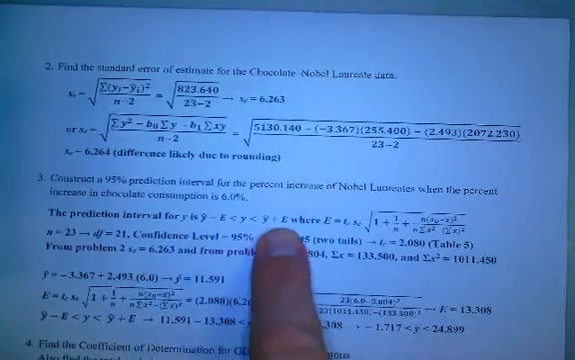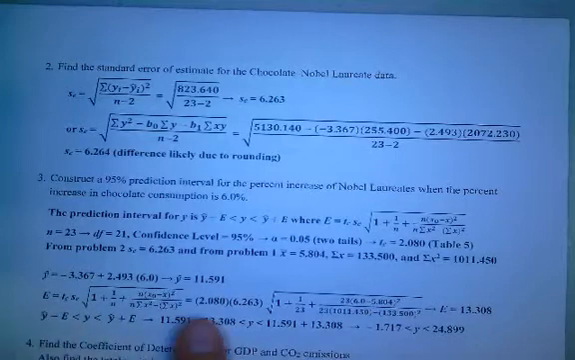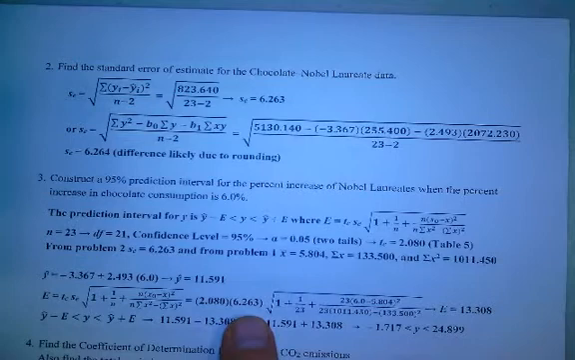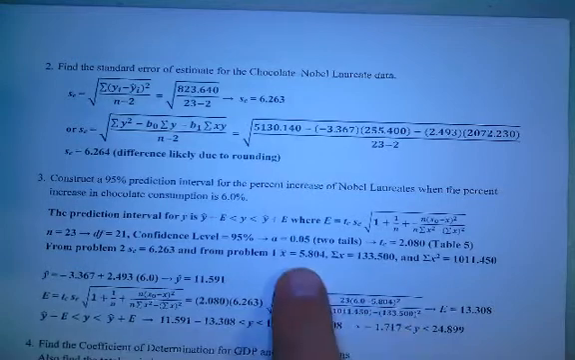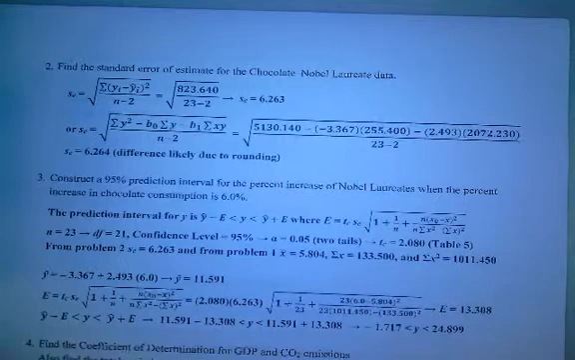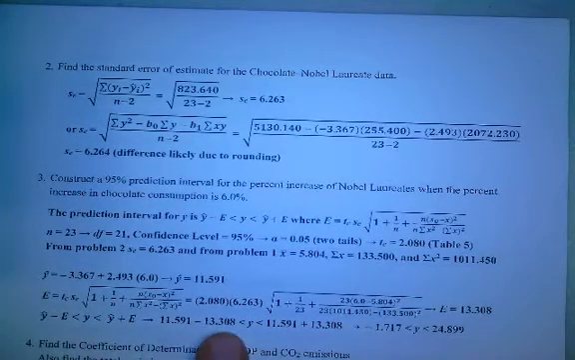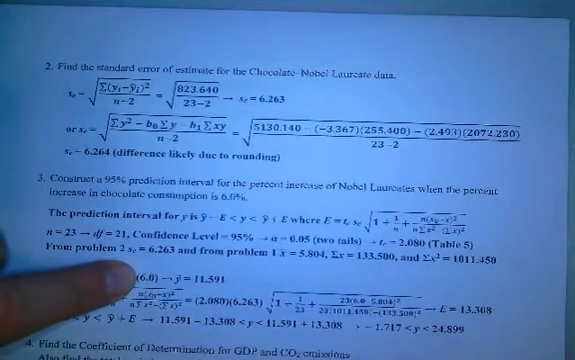Again, it's going to be y hat minus e and y hat plus e. So e equals all this, 2.080 for the t-score, 6.263 for the standard error. Plug in all the different numbers here using our mean, our sum of x's, our sum of x squareds, and we end up with a margin of error of 13.3. So my interval is 11.591 minus 13.3 to 11.591 plus 13.3. So we are 95% confident that the true value of y will fall within this interval for an x of 6%.